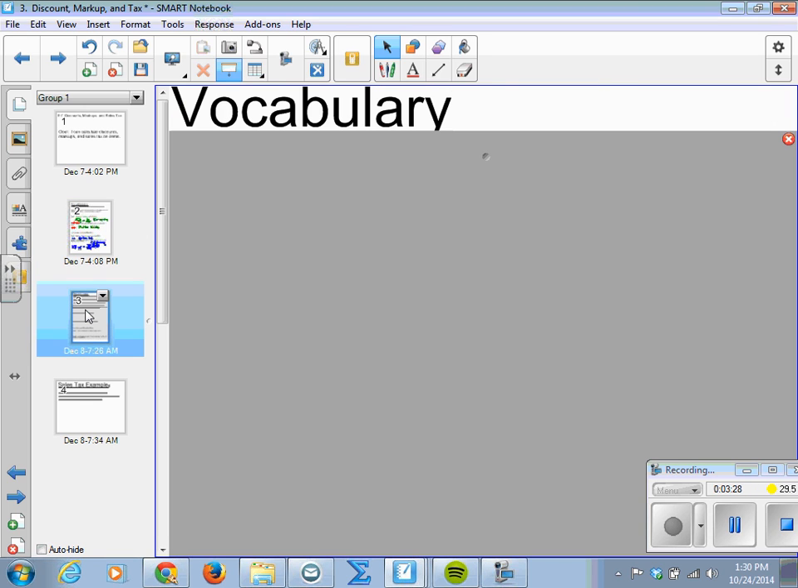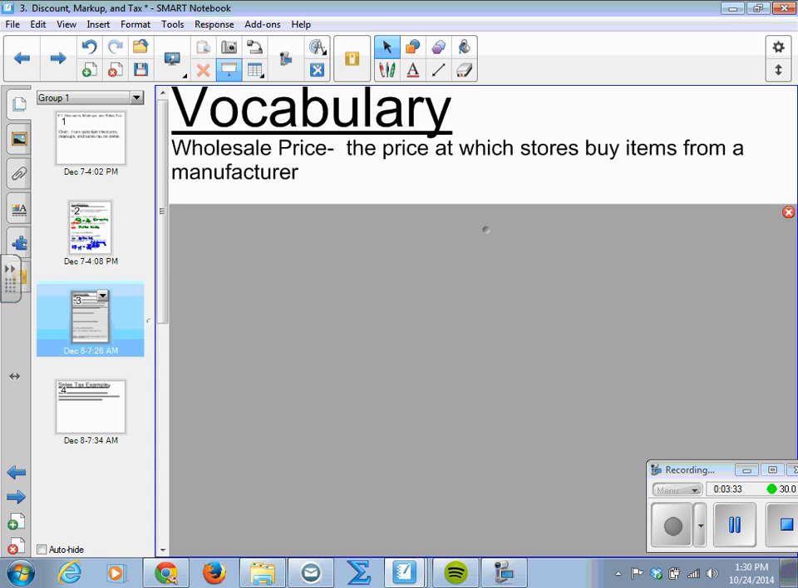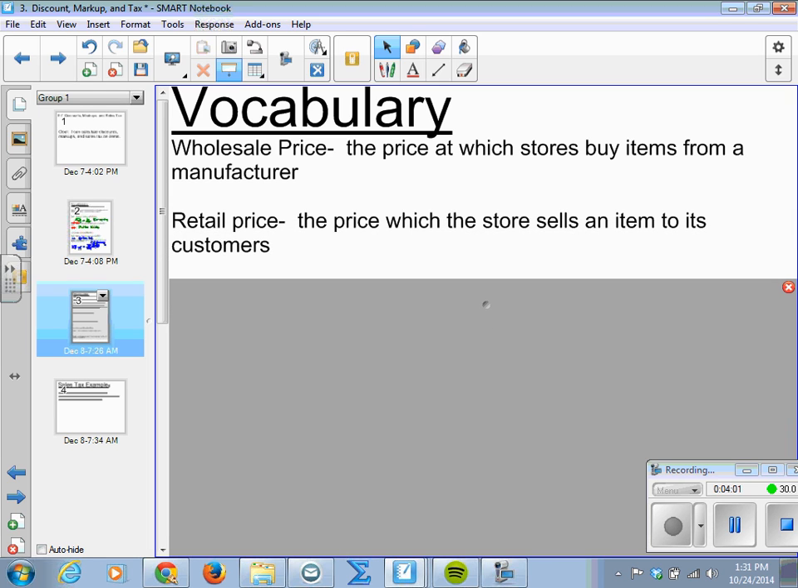Next, we have markup. Before we get there, we have a couple other terms to define. We have a wholesale price. This is the price at which stores buy items from a manufacturer. So imagine you go to a toy store and you want to buy a board game. The toy store does not make the game themselves. They have to buy the game from some company. The price they pay that company is the wholesale price. Then they turn around and they sell it to you, the customer, at a retail price.